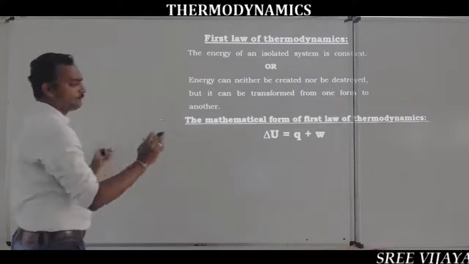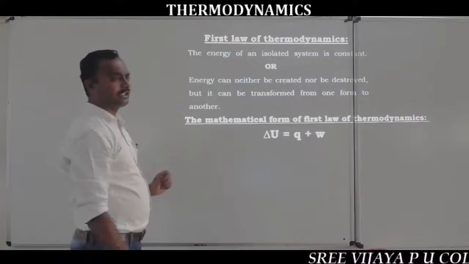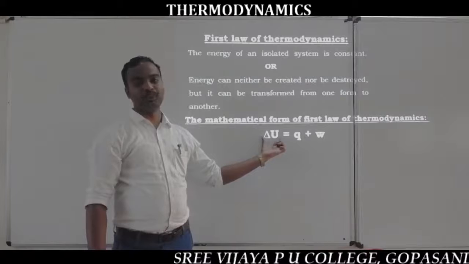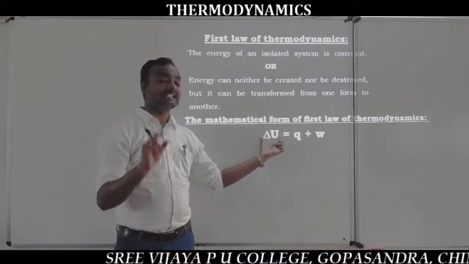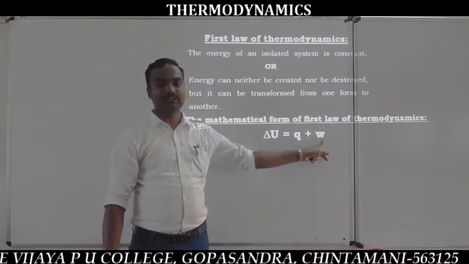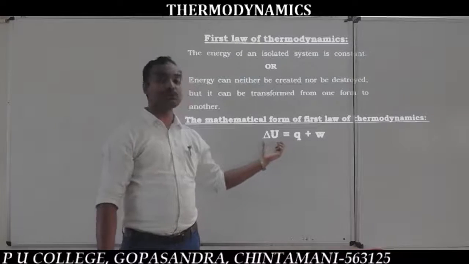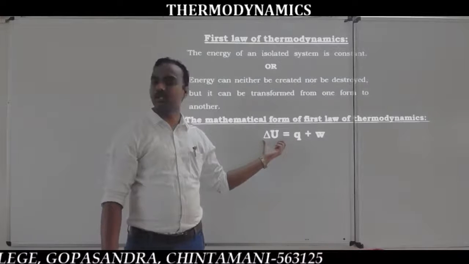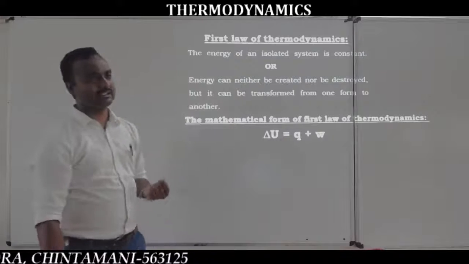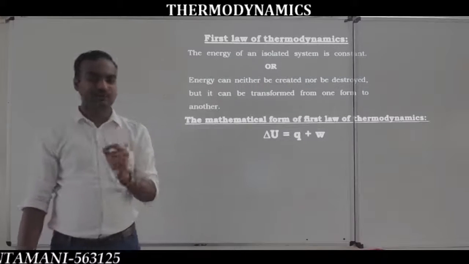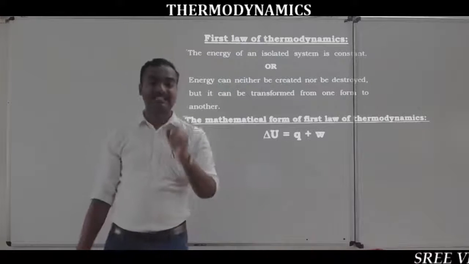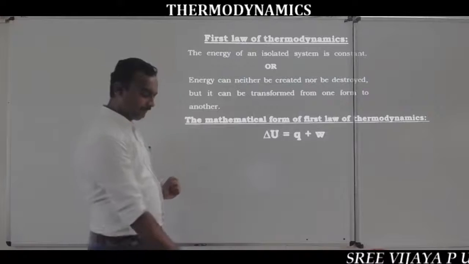And the very, very important mathematical form is delta U equals Q plus W. Delta U is called the change in internal energy, Q is heat, and W is work done. Heat plus work done equals the total energy change of the system, called internal energy. This is very important for problems. First law of thermodynamics: delta U equals Q plus W, where Q is heat, W is the work done, and delta U is the change in internal energy.